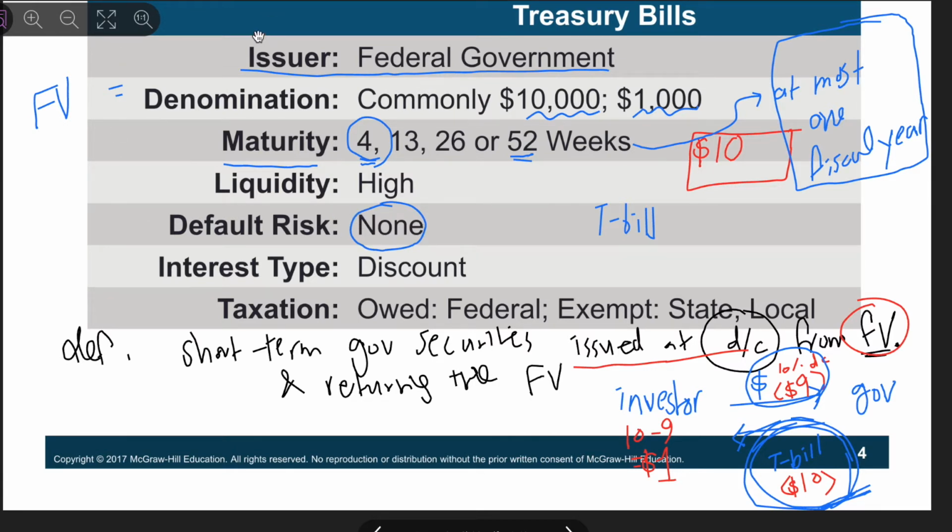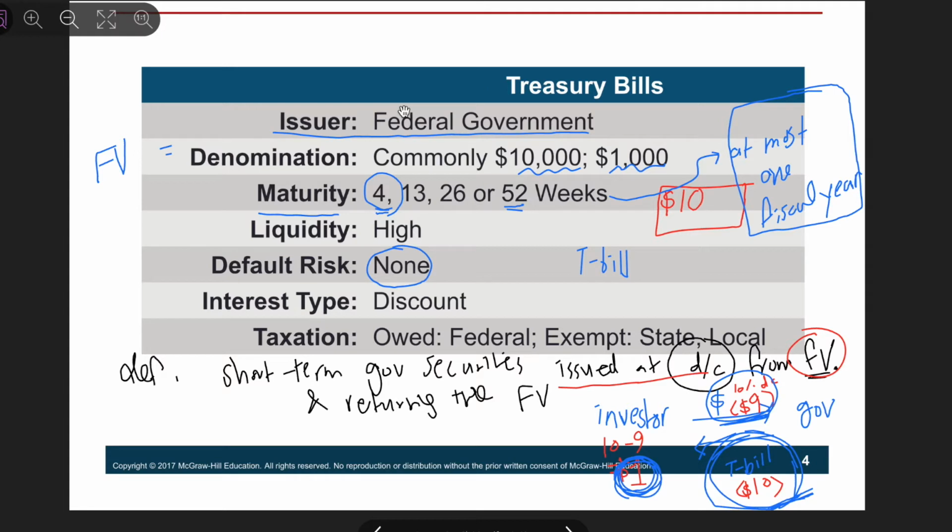And we have an interest type. How you get your dollar is the difference. The money you paid is less than the money you will get, so we call that discounted. And if you earn some yield from this treasury bill transaction, you have to pay tax to the federal government, but it is exempt from state or local government. So why do they make a little exemption? Because they want it to be very liquid, having what? Low risk, low cost, and low return.